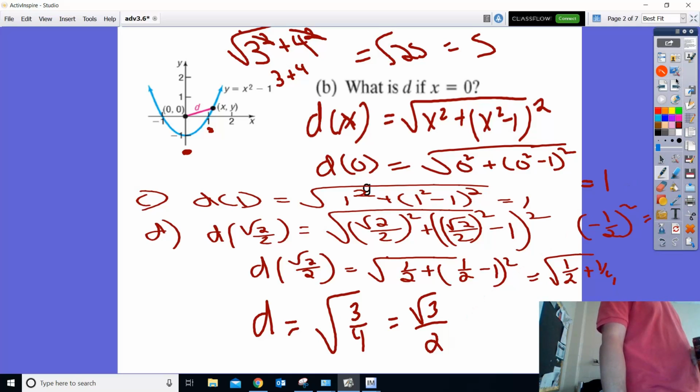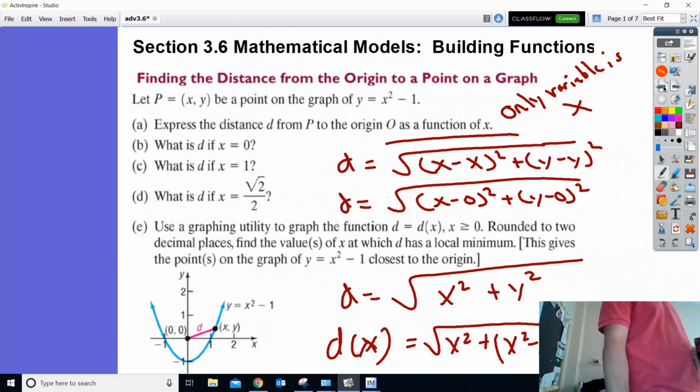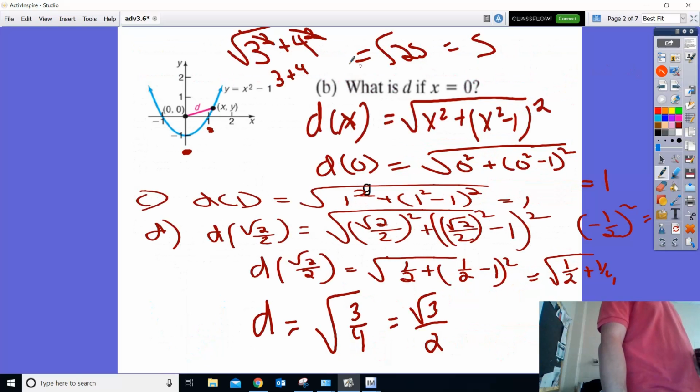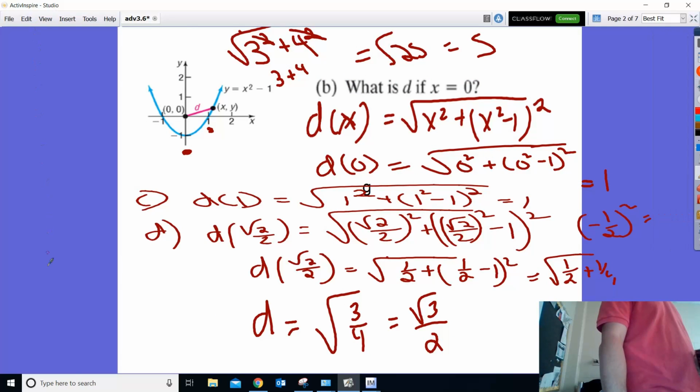What's the last part? To graph this thing? Use a graphing utility to graph the function. Around 2 decimal places, find the values of x at which d has a local minimum. So that gives the point on the graph where that gives you the point closest to the origin on the graph. So that ought to be easy enough.